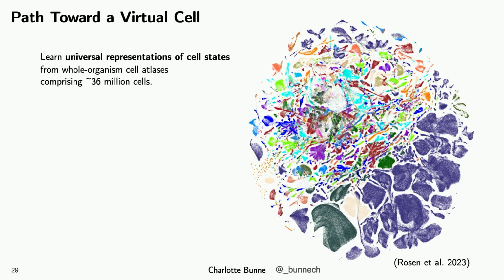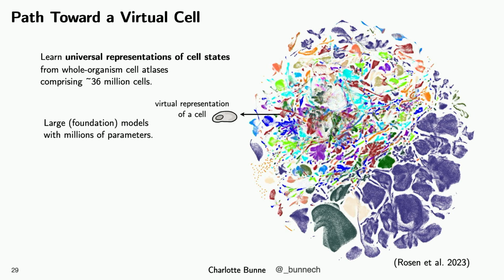And of course, certain companies have much more data than this. And we can not only look at these small-scale models, as what I showed you in this talk, but instead look at really large foundation models with millions or even billions of parameters. And now I have somewhat a virtual representation of my cell state. And this gives me very new and different means of actually modeling cellular behavior.